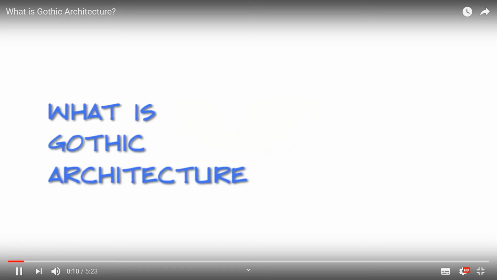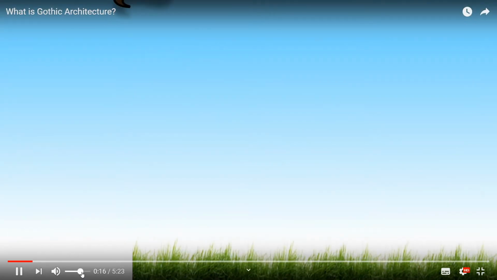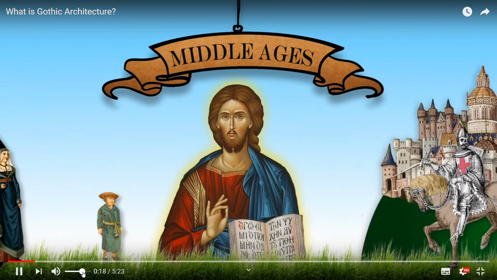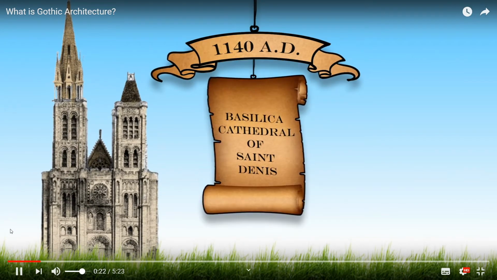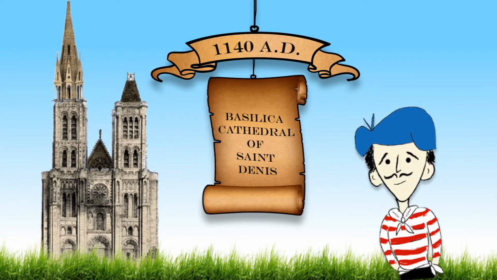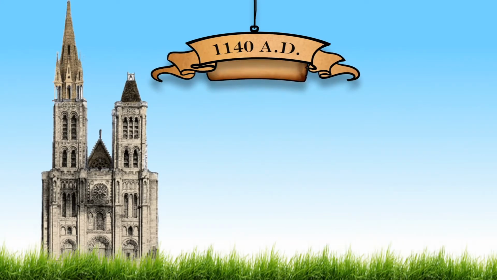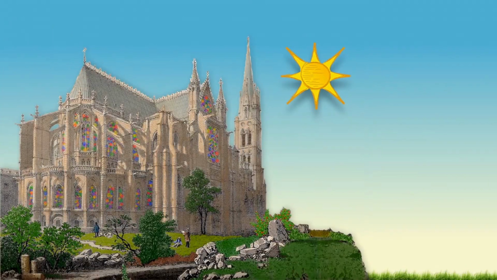What is Gothic architecture and what makes it unique? Gothic architecture came out of the Middle Ages, with the first truly Gothic building appearing around 1140 AD. And no, it wasn't built by Goths. It was built by the French. Contrary to modern-day Goths who embraced the dark, Gothic architecture was considered uplifting for its time.